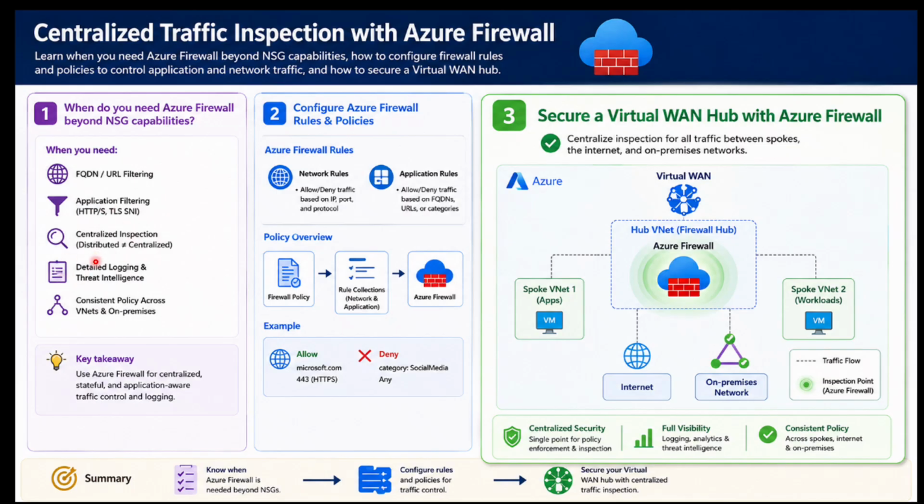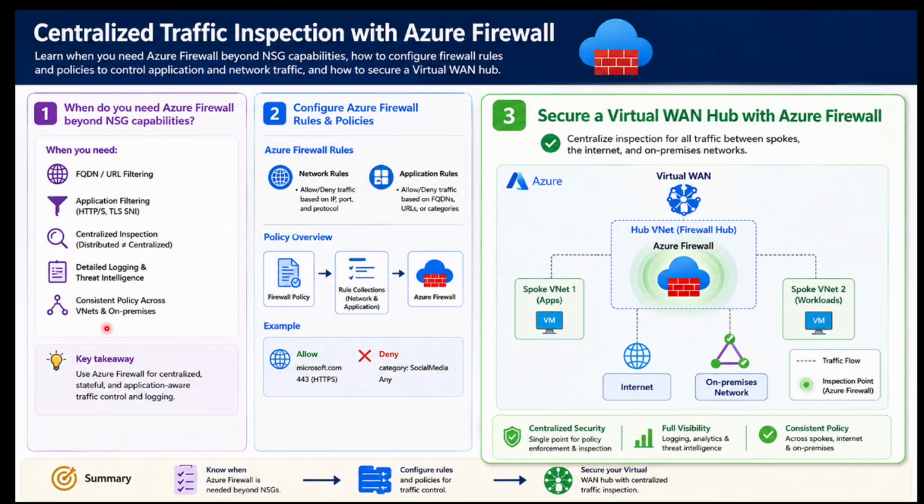We can use centralized inspection in a distributed, not centralized way as well. Detailed logging and threat intelligence, so you need Azure Firewall for that as well. And consistent policy across VNets and on premises. So if you have a company with a lot of subnets and branches and even offices, then again, definitely you have to use Azure Firewall. It's not that you cannot use NSG, you can use them in combination, but Firewall is the central hub, the centralization of all these rules.